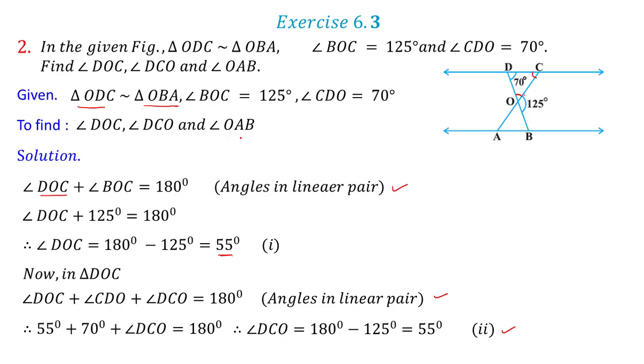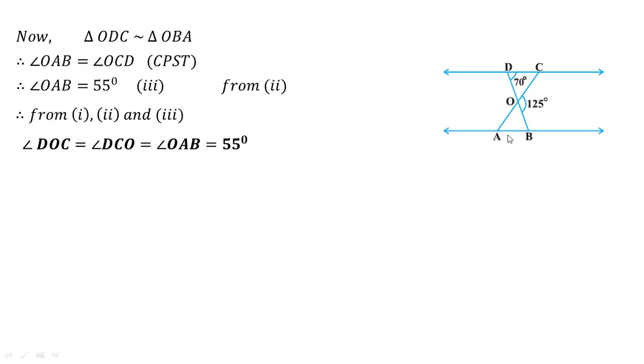And last, OAB is asked. Now see, these two triangles are similar triangles. Initially we said that these two triangles are similar. So angle C will be equal to this angle A. So angle C we already got 55. So this angle A will also be 55. So see, this is the complete solution.